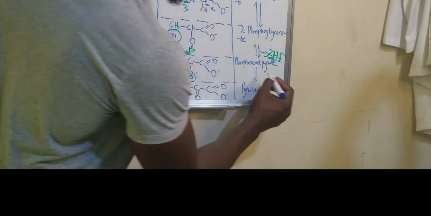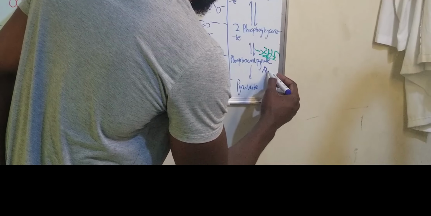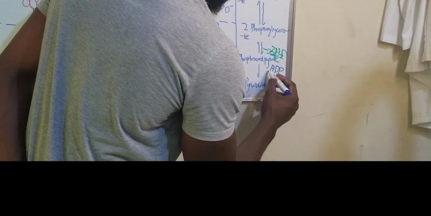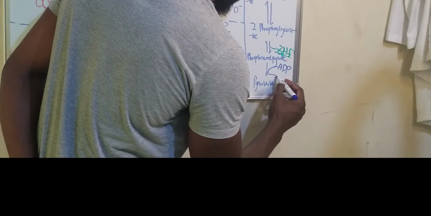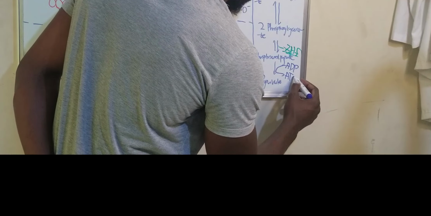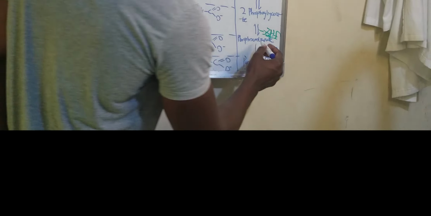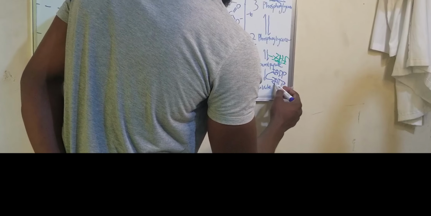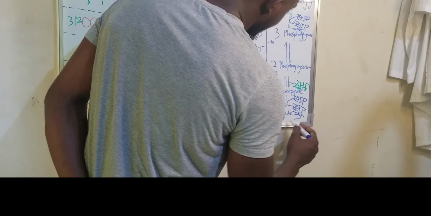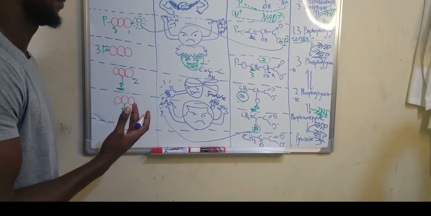Again, ADP forms ATP. Again, not forgetting that it is 2 molecules involved. So again, 2 ADP form 2 ATP. So that marks the end of the pay-off phase.